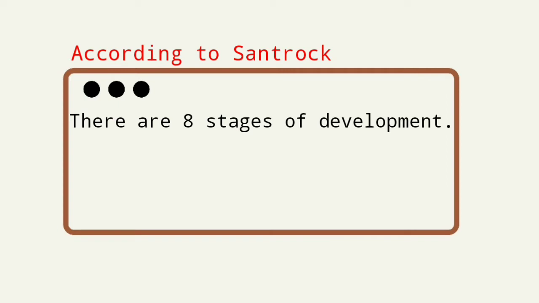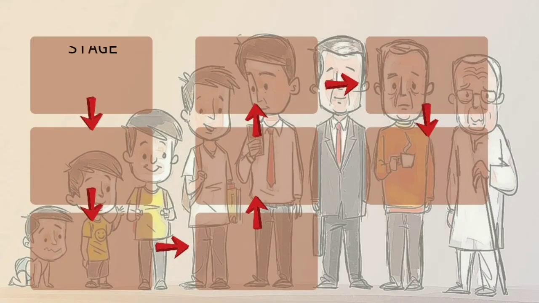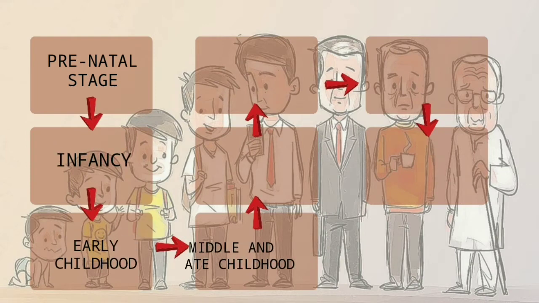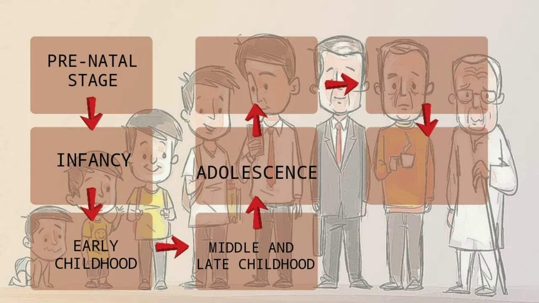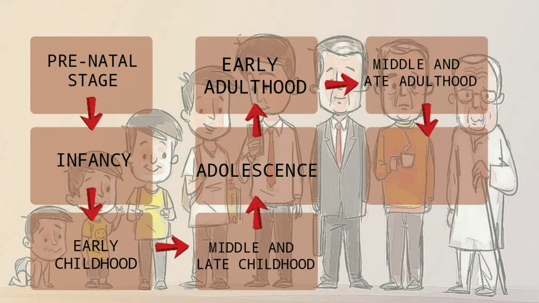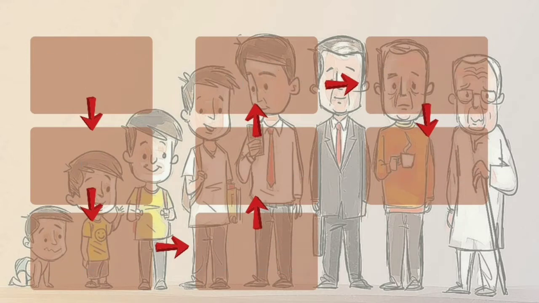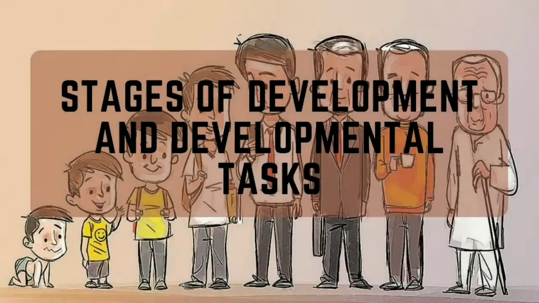To familiarize the stages, we can use the acronym PAIMA-EMLA, which stands for prenatal, infancy, early childhood, middle and late childhood, adolescence, early adulthood, middle adulthood, and late adulthood. Now, let us learn more about the 8 stages of human development.